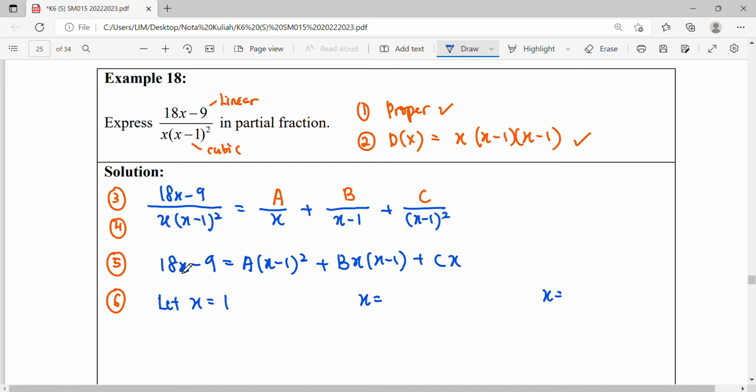So we substitute here. 18 minus 9, 9. So we know that this x equals to 1 comes from the factor of x minus 1. So it will make A zero. So same as here, we have a factor of x minus 1. So it will make here zero. So straight away, we can get C. So C will be equal to 9 when it is divided by 1.